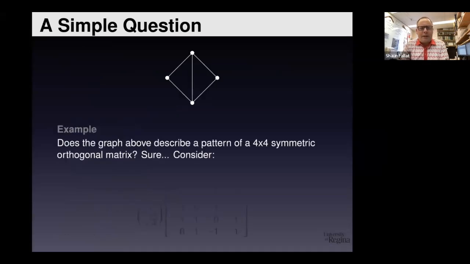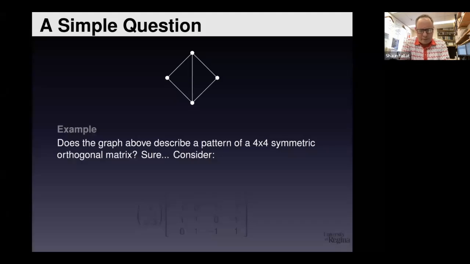So the question that I'm dealing with today is very straightforward. There's a graph you see on your screen. Hopefully you can see my cursor, very simple graph. And the question I'm asking is just, does this graph describe a pattern of a 4x4 symmetric orthogonal matrix? The symmetry part is just so I can keep things in the context of graph theory.